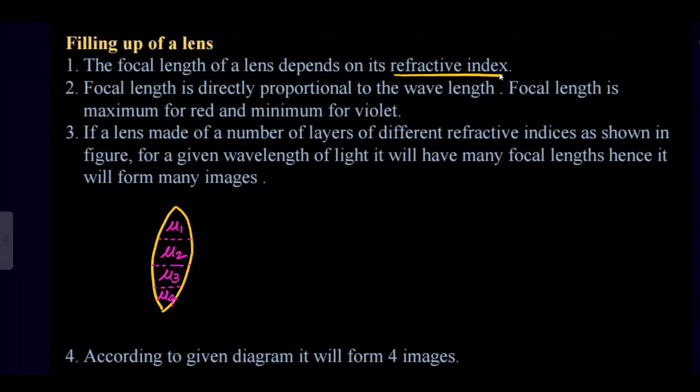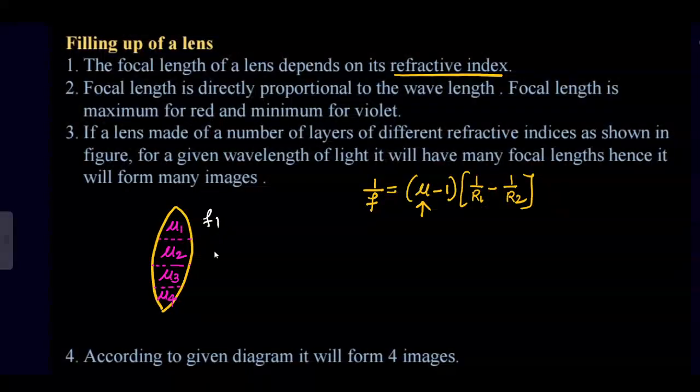So if the refractive index changes, then the focal length also changes. Because 1 by f, the lens maker's formula, is what? Refractive index mu minus 1 into 1 by r1 minus 1 by r2, right? If the mu value changes, the focal length also changes. As a result, this will have one focal length f1, this will have f2, this will have f3, and this will have f4.